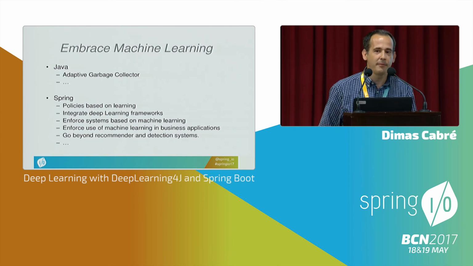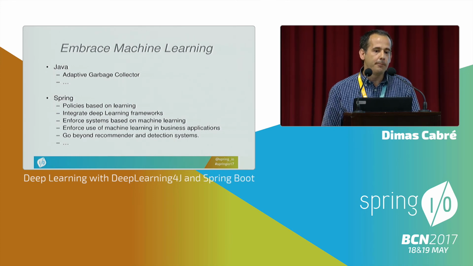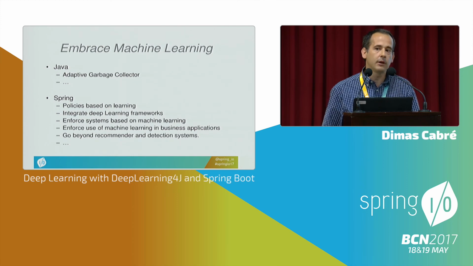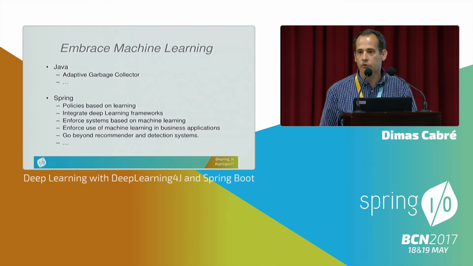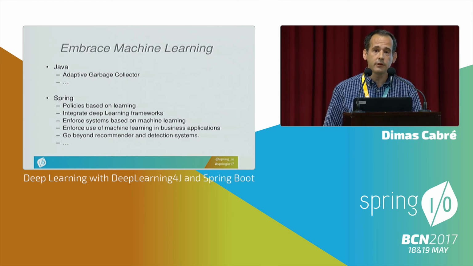So I have some recommendations, some advice to give to the Java community and to the Spring community. To the Java community, I'm convinced that the Java community should begin to explore the possibilities of modeling some of the functionalities of the virtual machine using neural networks. The one that comes to mind most easily is trying to improve the garbage collector algorithm using machine learning techniques.